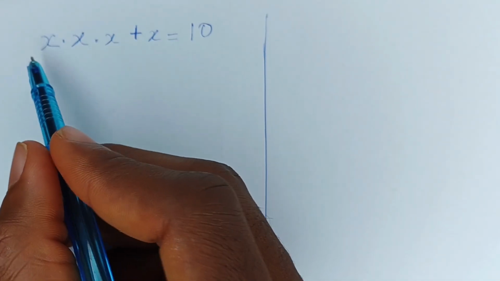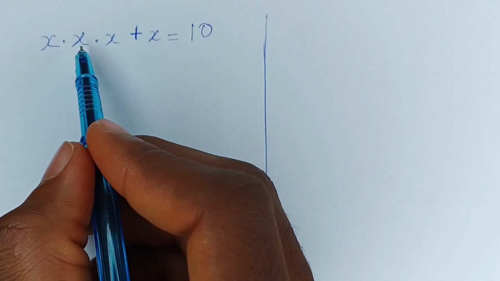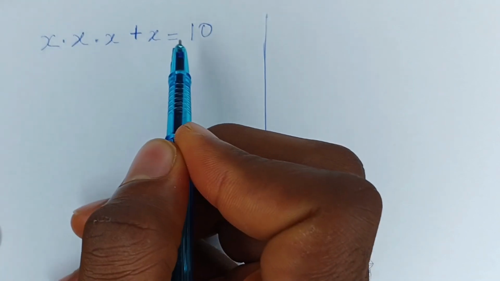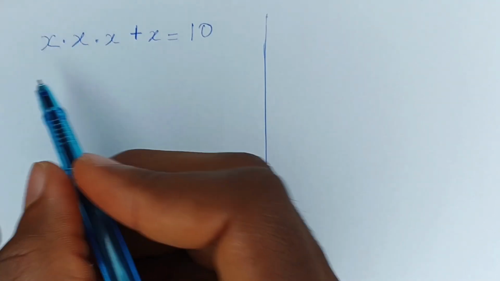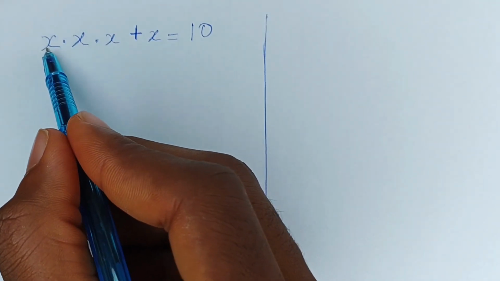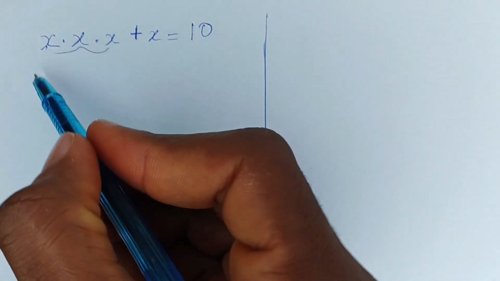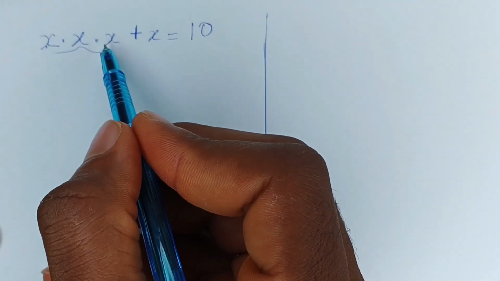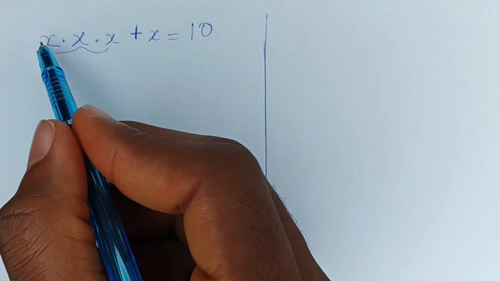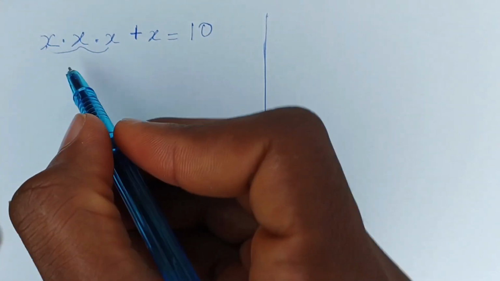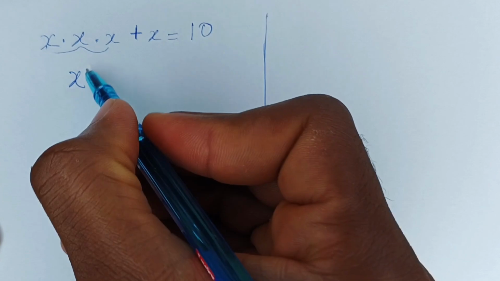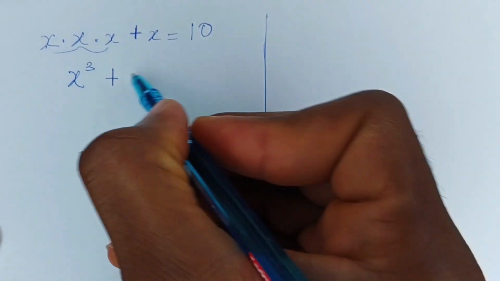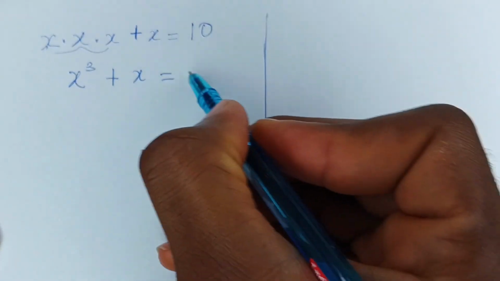It says x multiplied by x multiplied by x plus x is equal to 10. How do we solve this? First of all, let's multiply this out. Okay, x times x is x squared. If I multiply x squared by x, I have x cubed. So I have x cubed plus x is equal to 10.